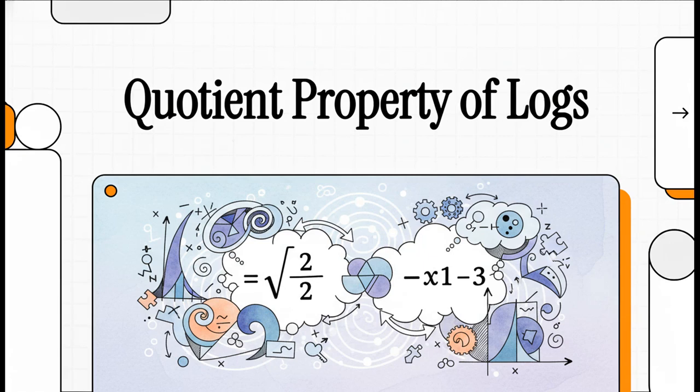In algebra, there are some rules that just feel kind of like magic. Today, we're diving into one of them, the quotient property of logarithms. It's this super powerful tool that lets us turn a really messy division problem into simple, clean subtraction. So let's break down how it works.